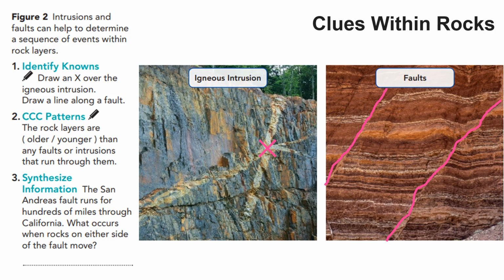So next thing we're supposed to do, the rock layers are older or younger than any faults or intrusions that run through them. And we just said that the rock layers are older. 3. The San Andreas Fault runs for hundreds of miles through California. What occurs when rocks on either side of the fault move? And the answer to that is earthquakes.